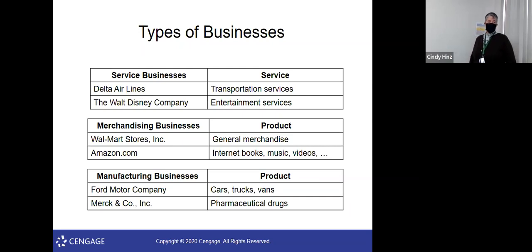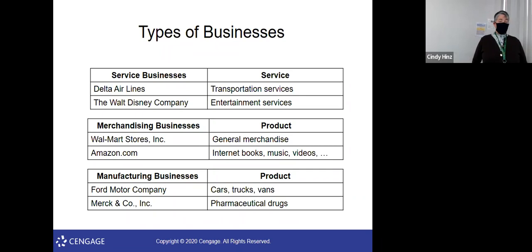Merchandising businesses are selling a product, but they don't make the product they sell. They buy it from a supplier. They might be a wholesaler or a retailer. Wholesaler buys maybe directly from the manufacturer and then sells to other businesses who then sell to the end user. Retail means that you're selling directly to the end user. And you can see, a couple big examples there, Walmart and Amazon.